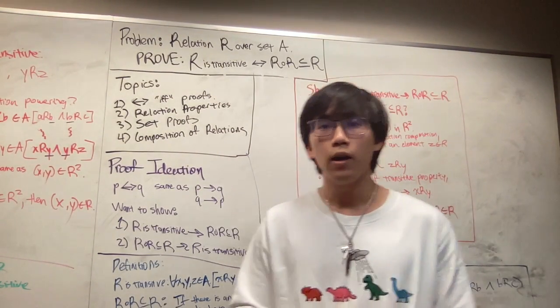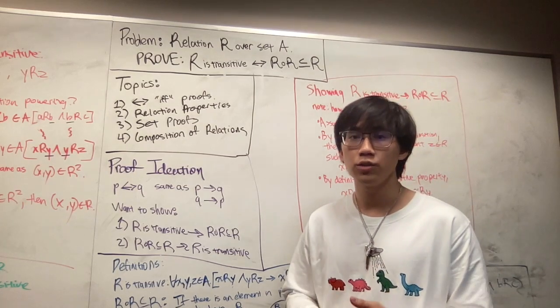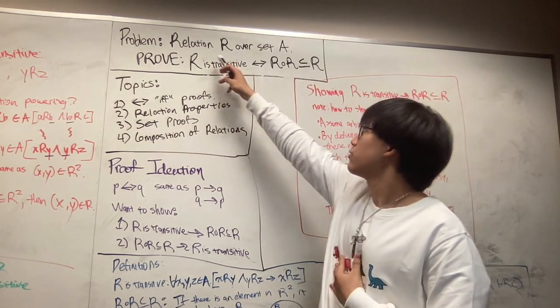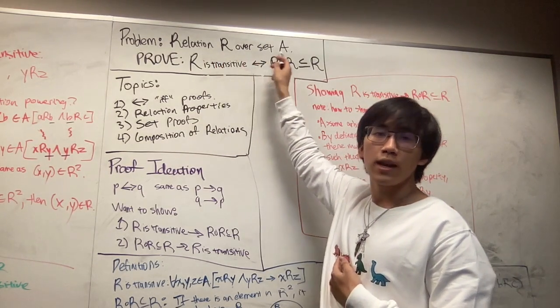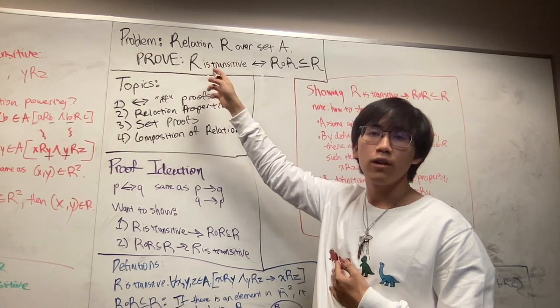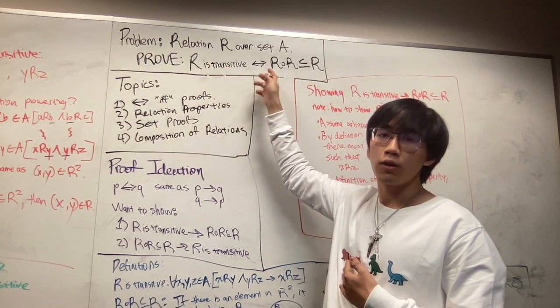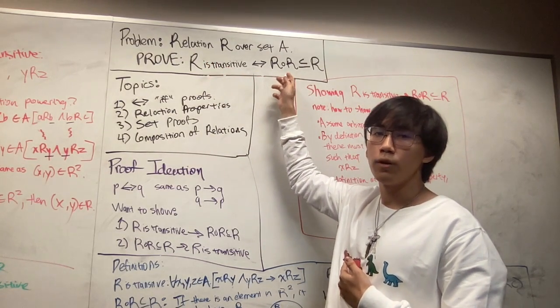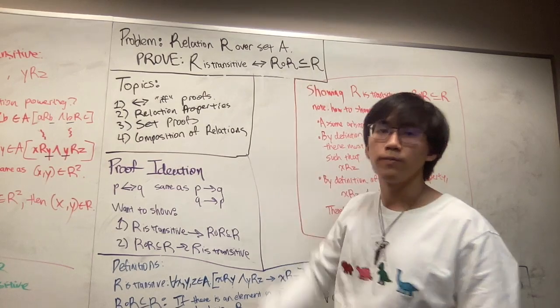I'd like to show you a proof from the homework set. The problem is as such. Given a relation R over the set A, we want to prove that R is transitive if and only if R squared, or R composed with R, is a subset of R.